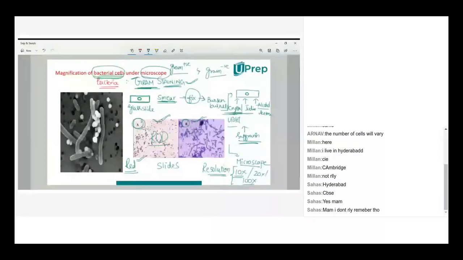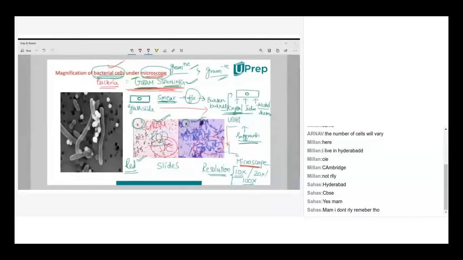Here, if you take the Gram positive bacteria, the gram-positive bacteria will be in violet purple color. This is gram-positive. Then gram-negative bacteria, they will be in red color. This is gram-negative. Then bacterial cell. Yes, bacterial cell. Gram staining is related to bacterial cell.